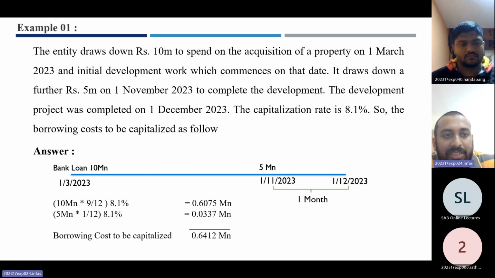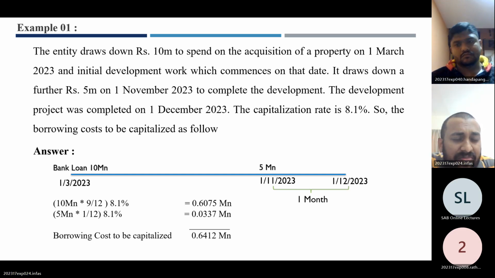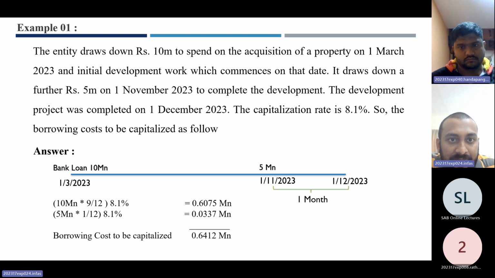We'll take this simple example. In this example, the company drew 10 million for the acquisition of property in March 2023, and development commenced on the same day. The company further borrowed 5 million on 1st November 2023, and they completed the development on 1st December 2023.